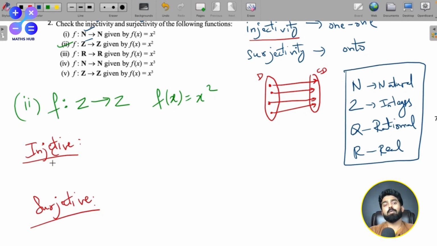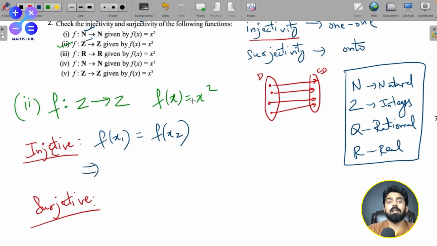So if you want to prove it's injective, we say if f of x1 is f of x2, and we're able to prove that x1 is x2, then it is injective. Since f of x is x square, f of x1 would be x1 square and f of x2 would be x2 square, which would mean x1 is x2. So that is true. This is injective.